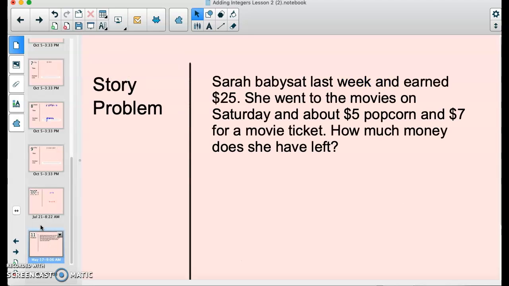All right, the story problem for today. Sarah babysat last week and earned $25. She went to the movies on Saturday and bought $5 of popcorn and $7 for a movie ticket. How much money does she have left? It's a couple step problem, so you have to understand how much she paid for the popcorn and movie ticket total, and understand that she started with $25.